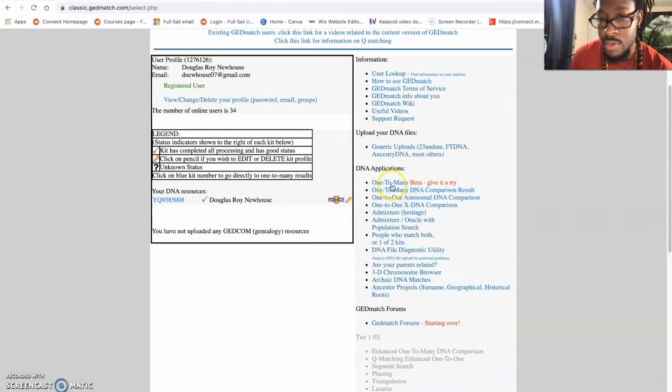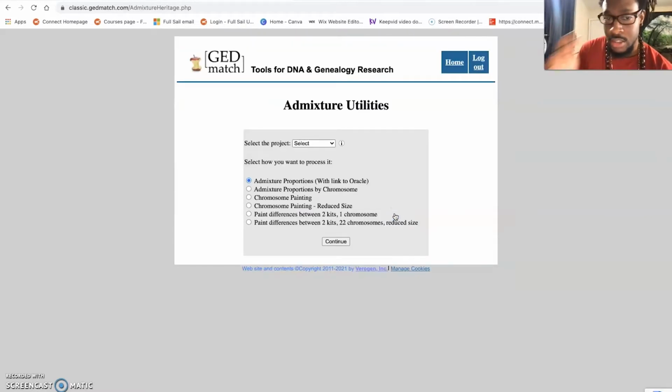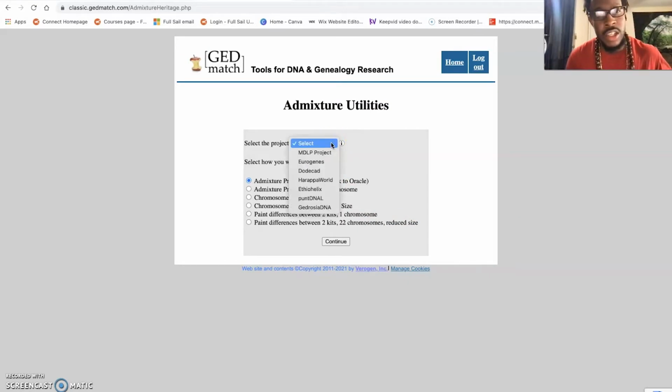The main one you want to use is the one-to-many and the admixture, especially for African Americans. You want to use this one right here because most of us have mixed heritage and we have a lot of different ethnic groups from where we came from. So we will use this one right here, and you have your different projects. So we run over the projects.